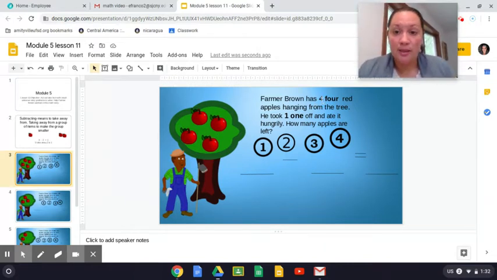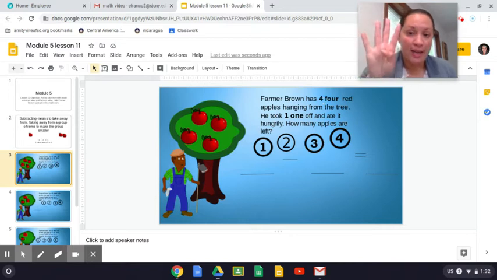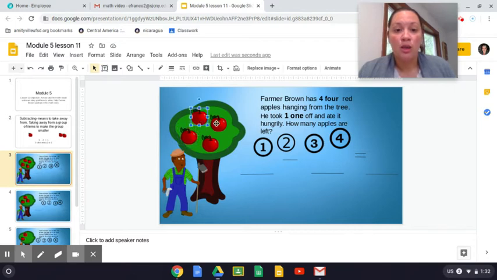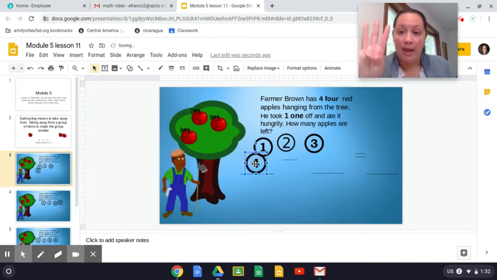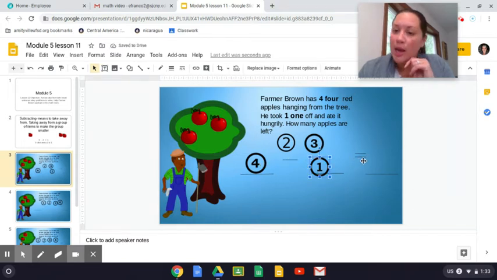Farmer Brown has 4 red apples hanging in the tree. Let's count them together. 1, 2, 3, 4. He took 1 off and ate it hungrily. So I'm going to take that 1 apple off. So I'm going to go to this math sentence, and it tells me he had 4 when we started. He had 4 apples. And how many did we take away? 1. So I'm going to take this 1. I'm going to put it over here. 4, take away 1.